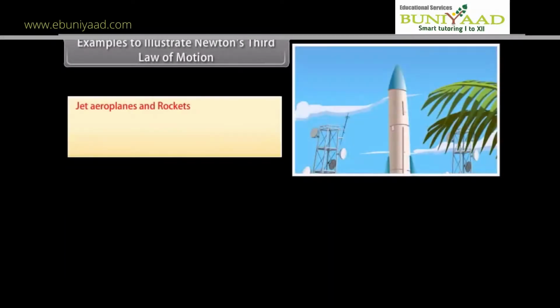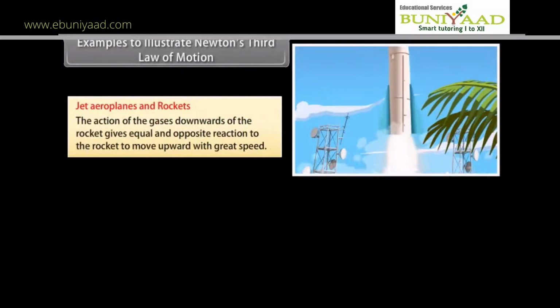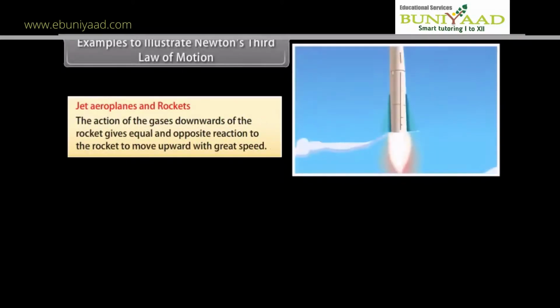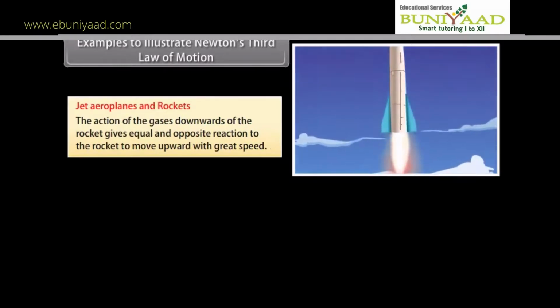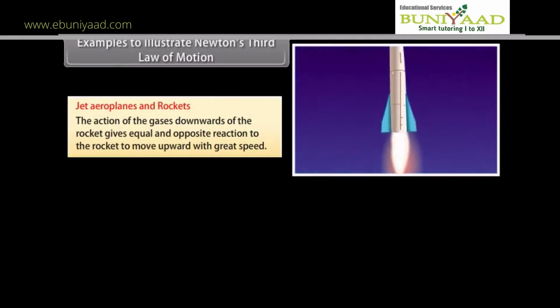Jet aeroplanes and rockets. The action of the gases downwards gives an equal and opposite reaction to the rocket, making it move upward with great speed.